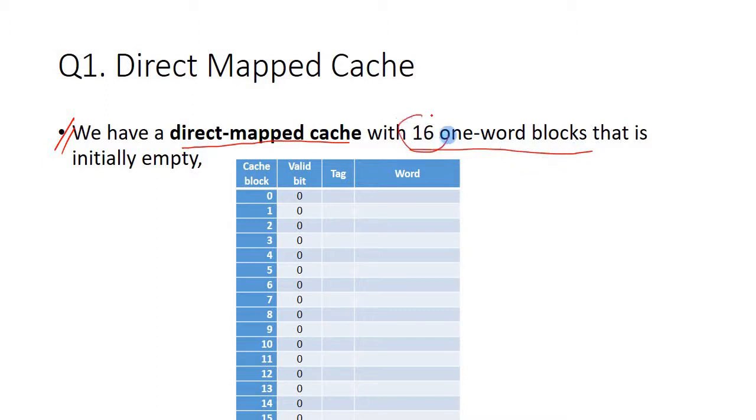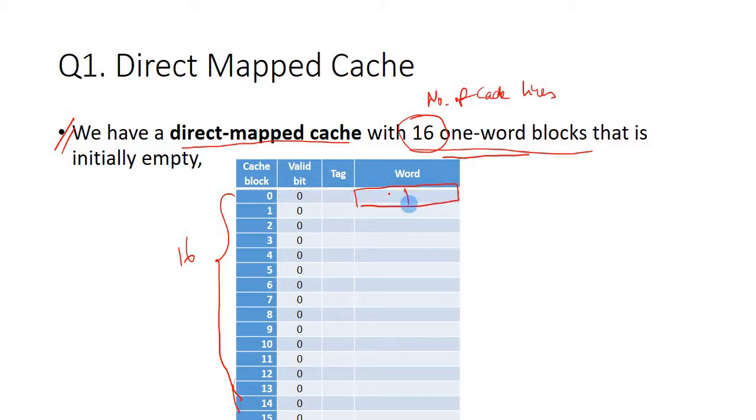16 one-word blocks means this 16 is the number of cache lines. And in each cache line we have one word. You have to be very careful: how big is one word? This can be a tricky question, especially in the exam. In this question we are given that it's a MIPS processor. For a MIPS processor, we know that one word is 32 bits, which means you have 4 bytes.